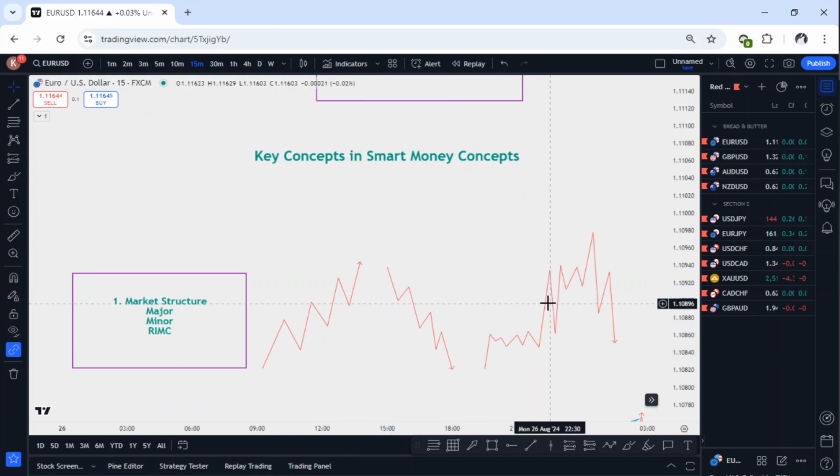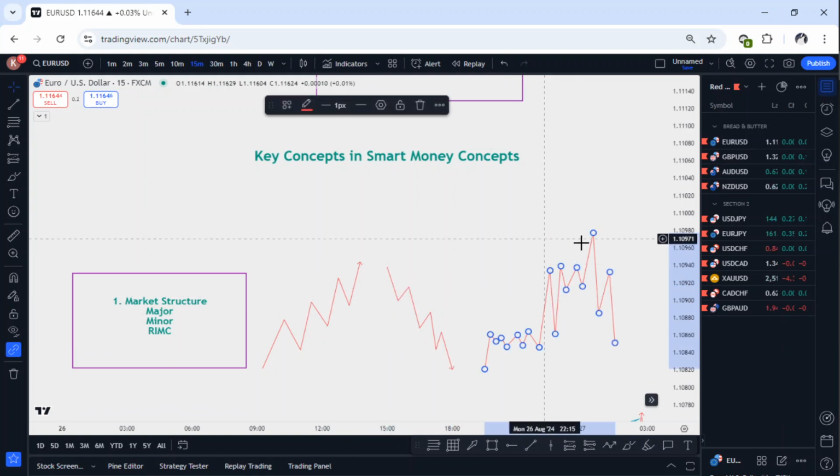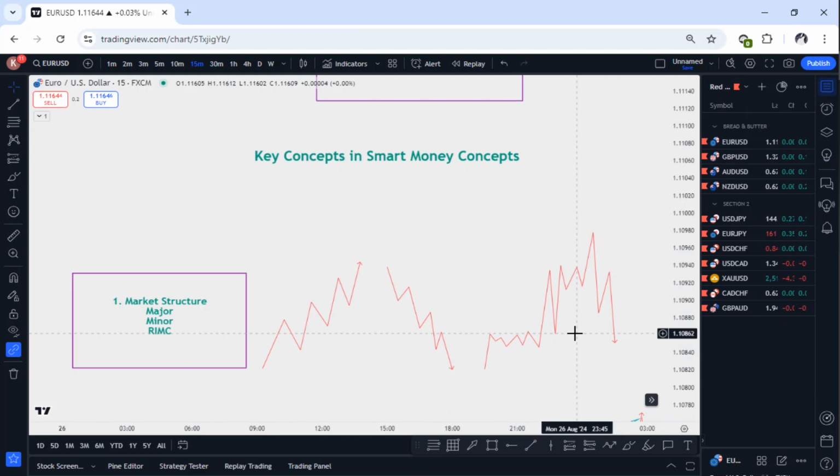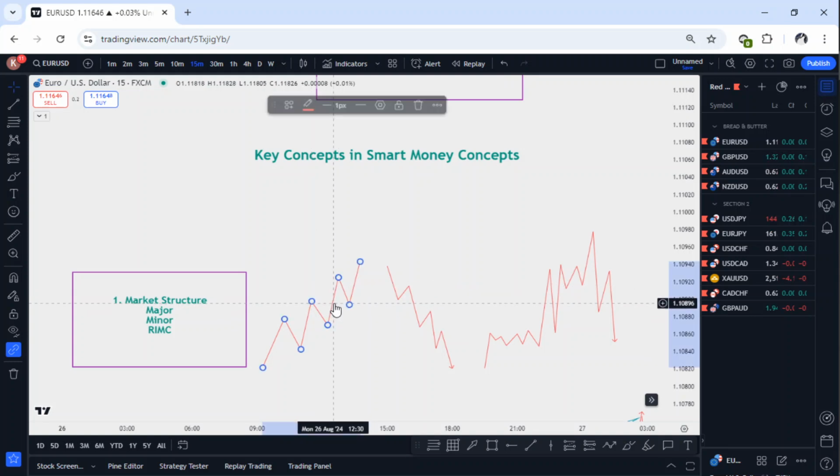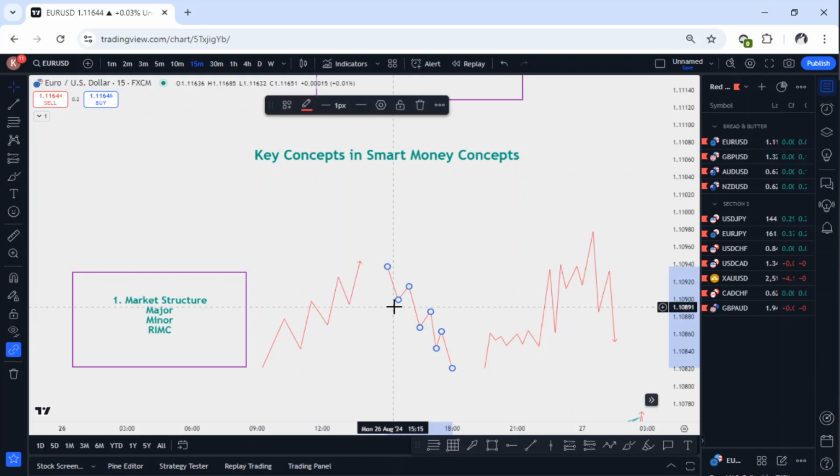But if you open any chart, you will see something like this, very much confusing, and that is how the market actually moves. So the first concept in smart money that you need to know is market structure. And I've said it's made up of two types, major and minor. Within this major structure there are minor pullbacks and other breaks of structure. Same with this major movement, there is minor structure within it that looks like this, but in a choppy manner.